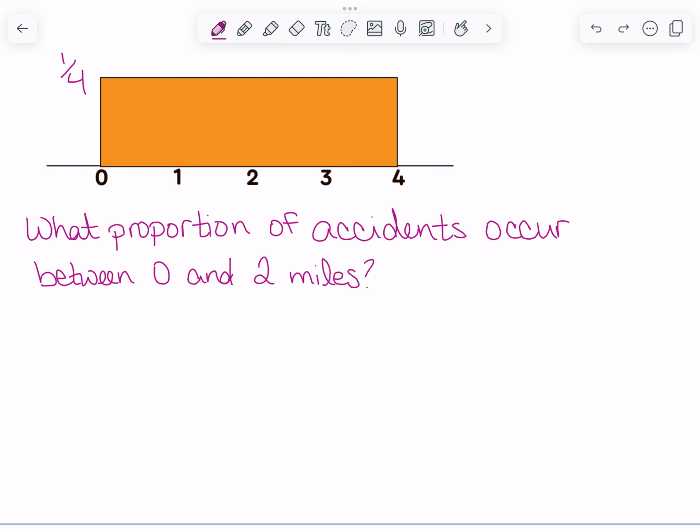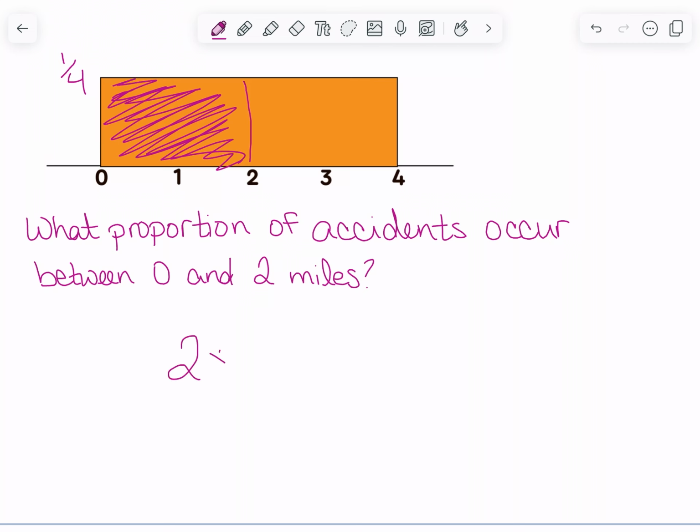Let's suppose we want to know what proportion of accidents occur between 0 and 2 miles. I'm going to go ahead and put a vertical line at 2 and shade the region between 0 and 2. And this is a rectangle, so I just need to find the area of that rectangle. The length across the bottom is 2, and the height is 1/4. So when I multiply these, I get 0.5 or 50%. So approximately 50% of the accidents that occur on this stretch of road will occur between 0 and 2 miles.